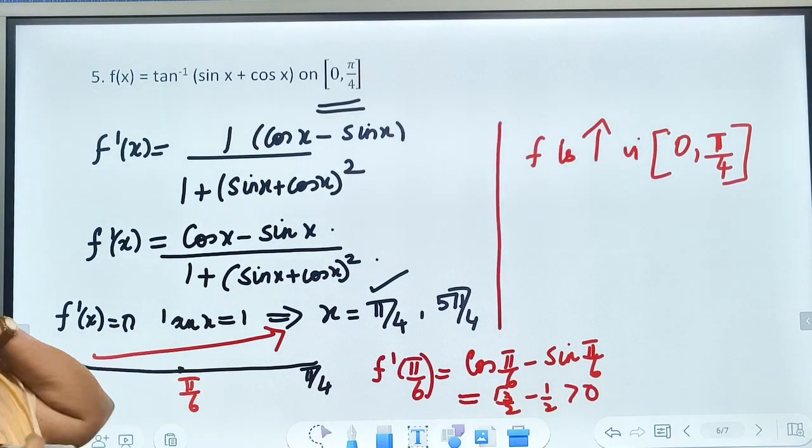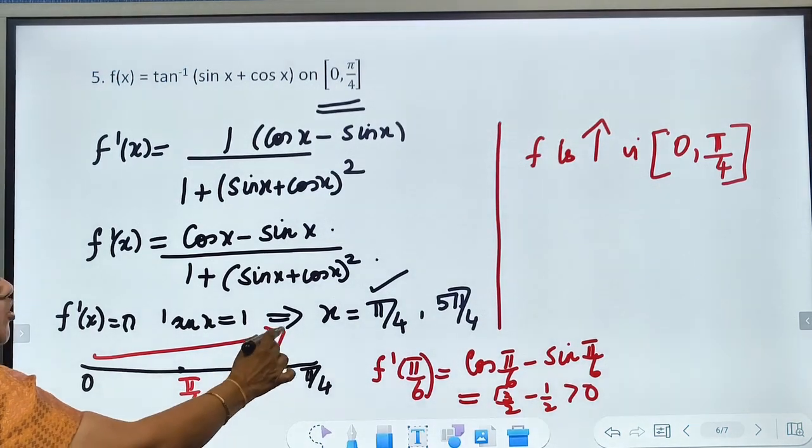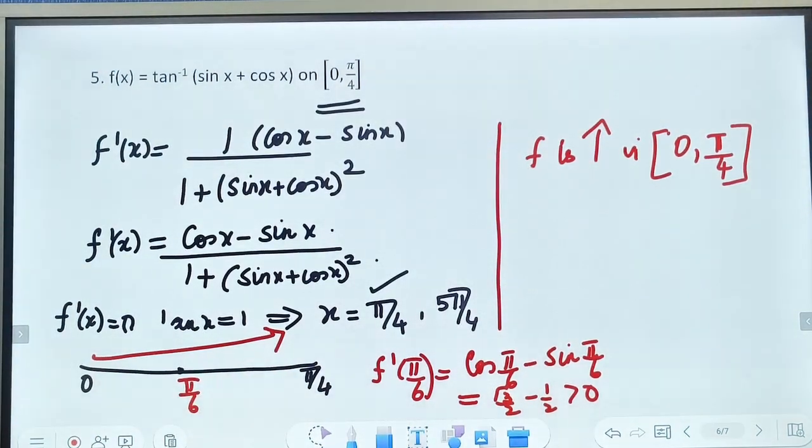Are you all able to follow? So 0 to pi by 4, what do you observe? f dash of x is always positive. The function is therefore increasing in 0 to pi by 4.